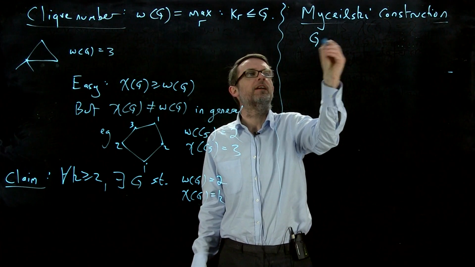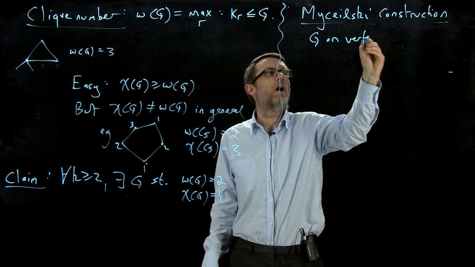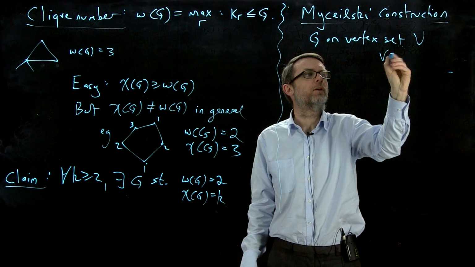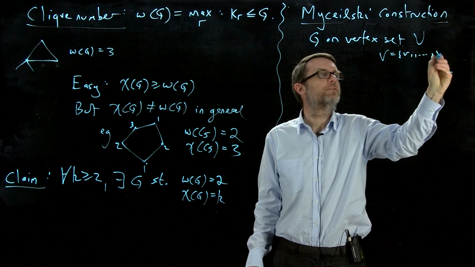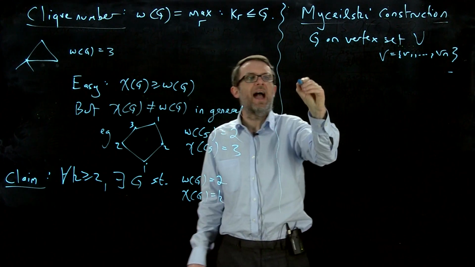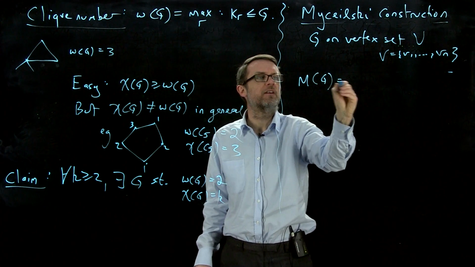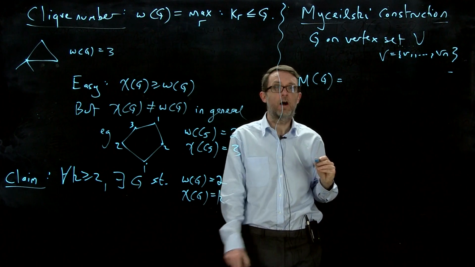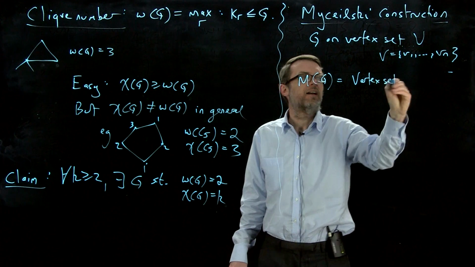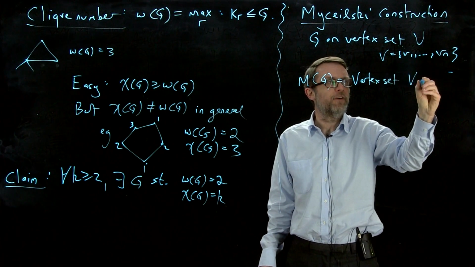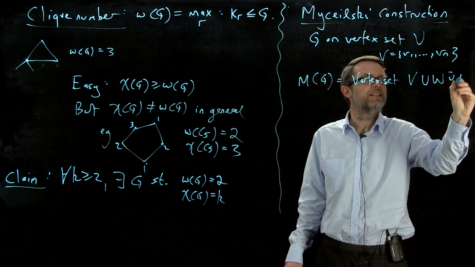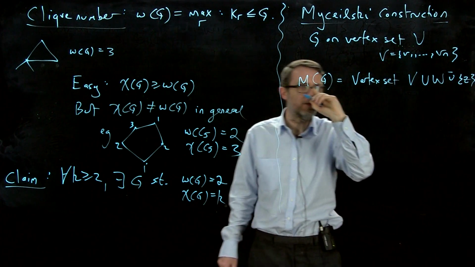And here's how it goes. You have G on vertex set V, and it's probably going to be helpful to have names for the vertices in V. I'm going to call them V1 through Vn. And here's how I'm going to produce the graph M of G, the Mycielskian of G. So the vertex set is going to be V together with another set that I'm going to call W, together with one more vertex that I'm going to call Z.